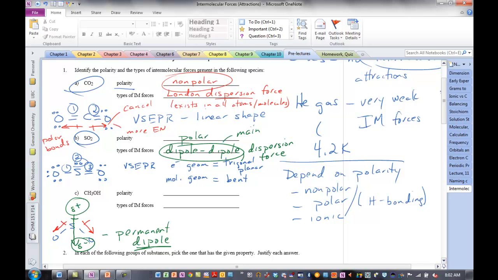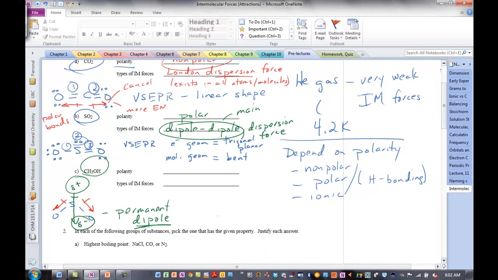Okay, so here it is. If it's nonpolar, London dispersion force. If it's polar, the main type of attractive force is dipole-dipole. There you go. Permanent dipole, dipole-dipole. Now, last one on the top part of this sheet.